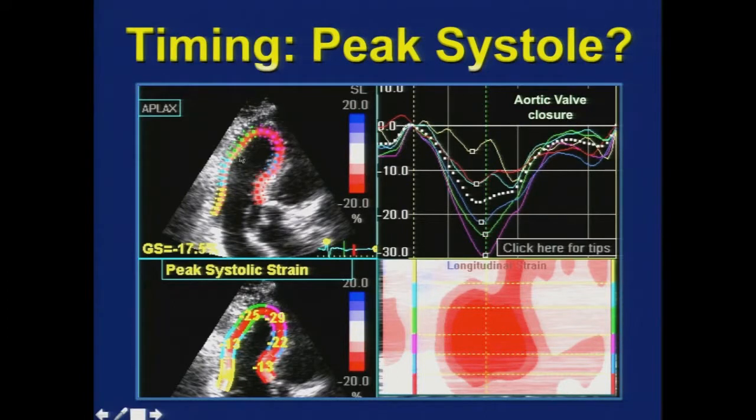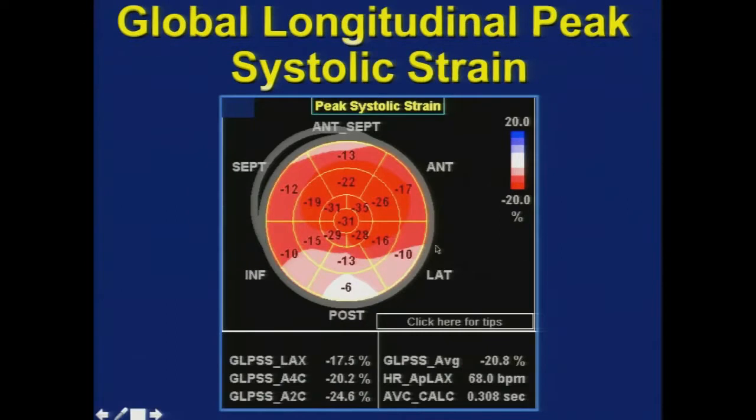And then you get the various segmental strain. You do the 3-chamber, the 4-chamber, the 2-chamber view, and you can take each of these segments, the values are averaged, to give this global average longitudinal peak systolic strain.